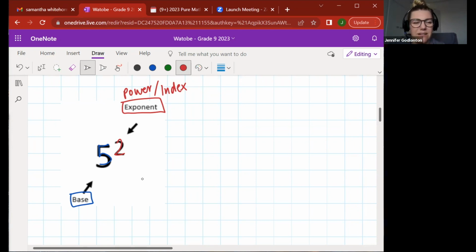What does it mean for us to have 5 squared? If we had to say this as a sentence, we would say 5 to the power of 2. That's how we would say what's happening on the board at the moment. How would I write that in a different way? How could I write 5 to the power of 2 in a different way without using exponents?